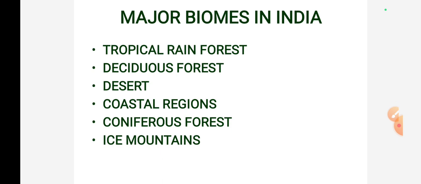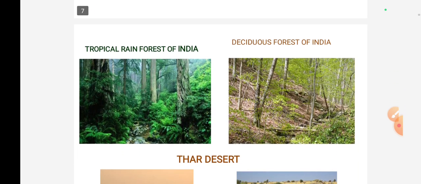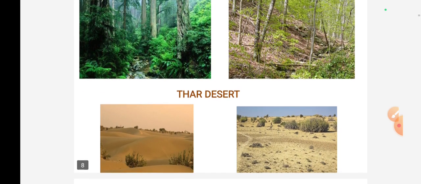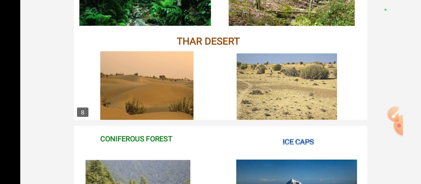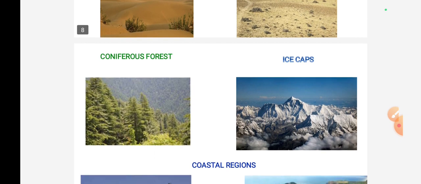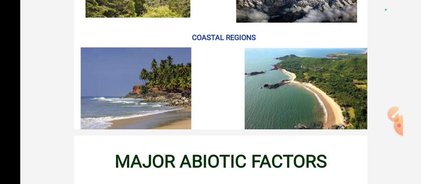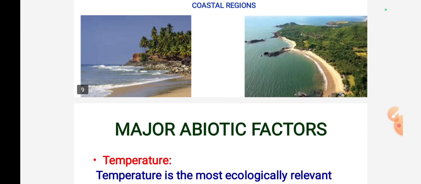Major biomes in India: tropical rainforest, deciduous forest, desert, coastal regions, coniferous forest, ice mountains. Then a tropical rainforest, how it looks in India, they have given a picture here. Deciduous forest of India, mostly we see in our regions. Then Thar desert, they have given desert structures. Then coniferous forest, long tall trees we are able to see. Then ice caps in Himalayan regions. Coastal regions, in and around our Karavali and in Chennai, Visakhapatnam, Kochi. In these regions we see the coastal places.